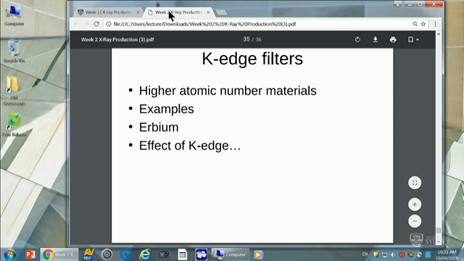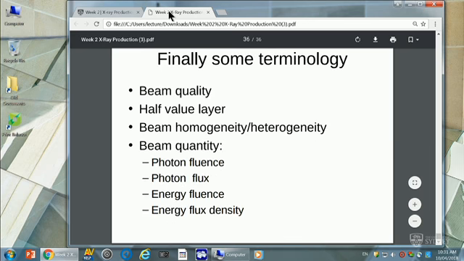Any other questions? All right, K-edge filters I think are really important, but you've got to understand this K-edge thing. It's really critical to every time you X-ray someone. All right, the last thing I want to talk about then in terms of production of X-rays is just some terminology.